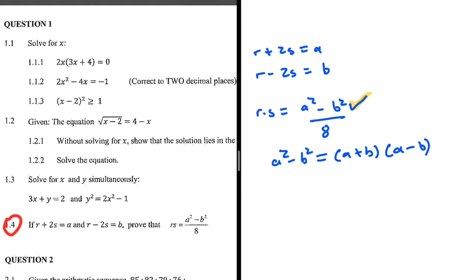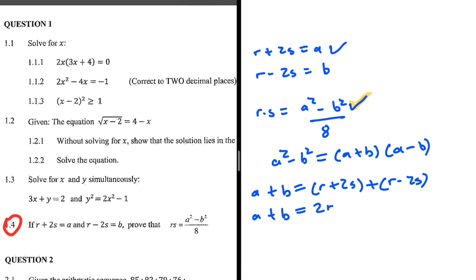So because we have a difference of two squares, let's take a look at a plus b and figure out what this is equal to. A plus b, we know that a is equal to r plus 2s, right? So we're going to have r plus 2s, and then plus b. b is r minus 2s. So r plus r is 2r, and 2s minus 2s will give us 0. So there we go. We have a plus b, which is equal to 2r.